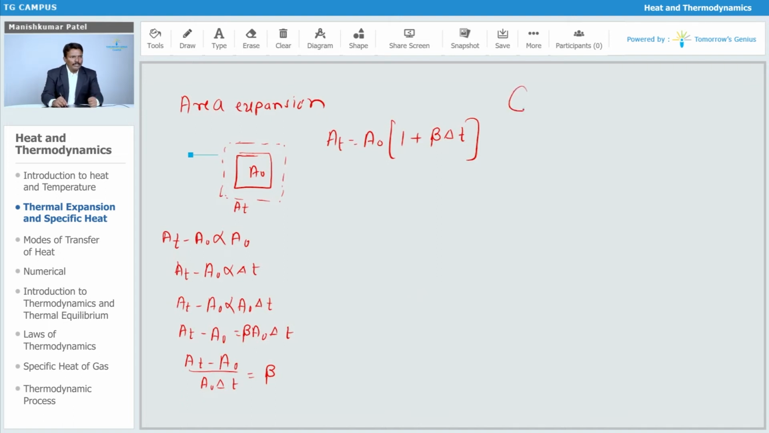The next one can be defined in a similar way: the cubical expansion. This is the third one, where the volume is going to change. Let's say this is nothing but a cube.